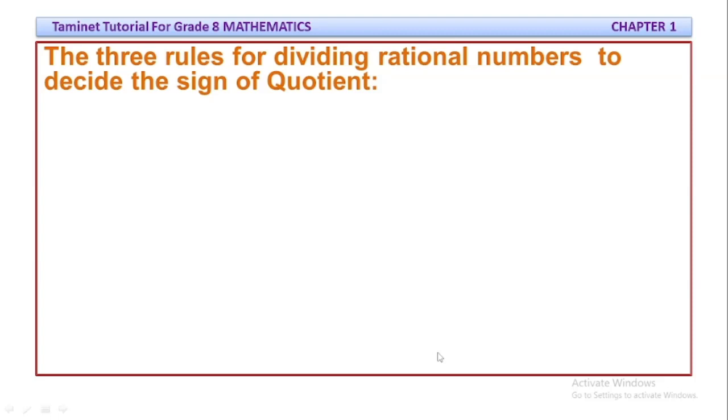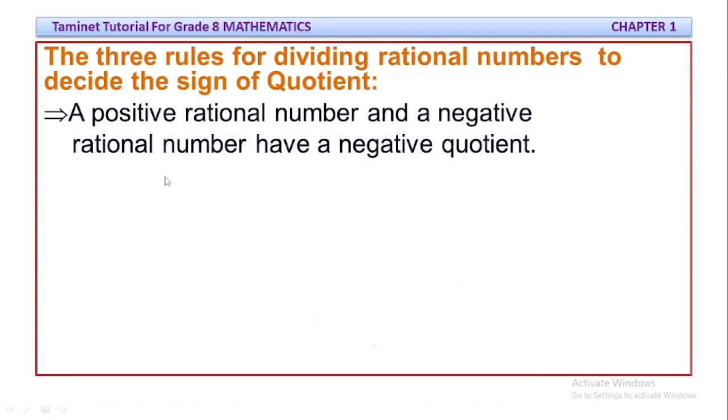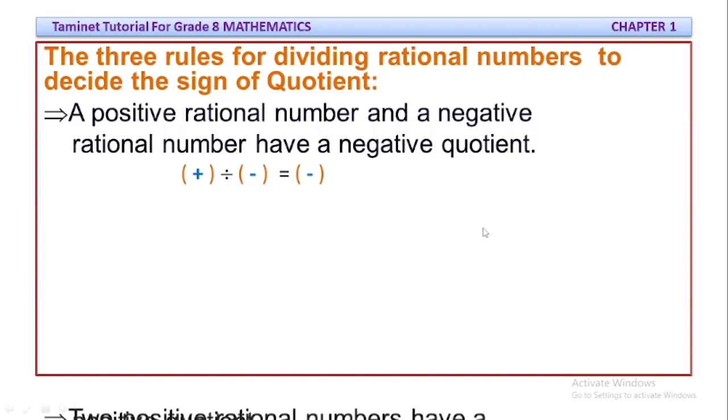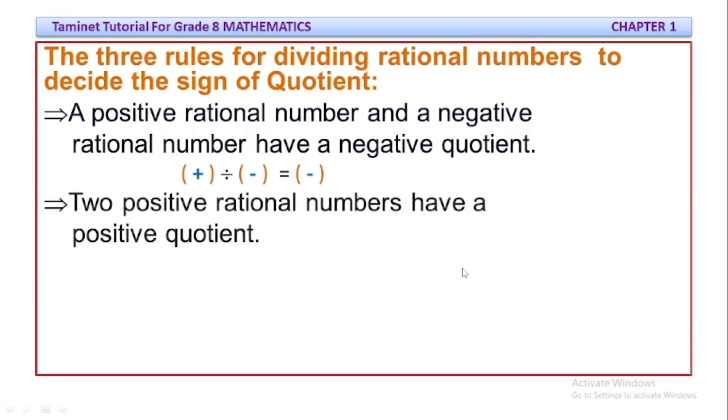A positive rational number and a negative rational number have a negative quotient. That means if the numerator is positive and the denominator is negative, then the sign of the quotient is always what? Negative. So this is the first rule. For example, if positive is divided by negative, then the quotient is always negative. We use this rule when dividing rational numbers.